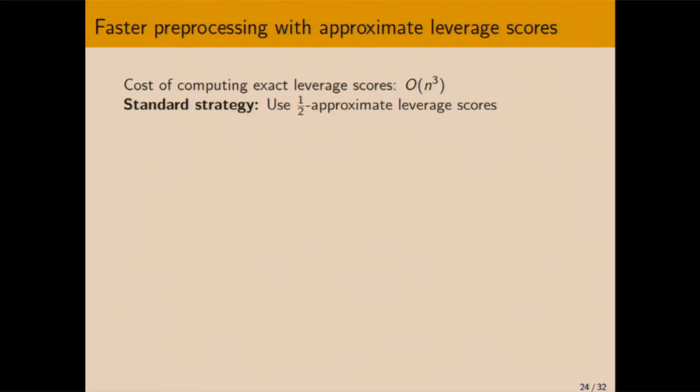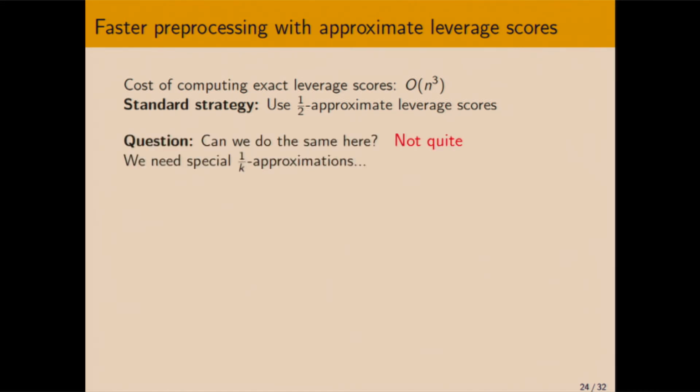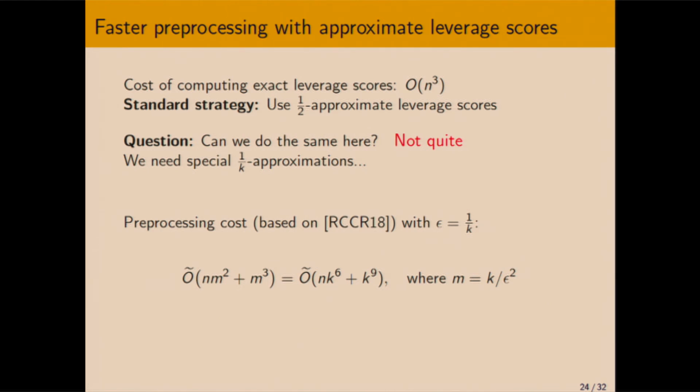So now, since I'm out of time, I will go past this. But of course, I explained everything so far for exact leverage scores. Now, to get faster preprocessing, I would have to do everything for approximate leverage scores, as is standard practice. The one problem here is we cannot use the 1/2 approximate leverage scores that people typically get away with. We have to use much more accurate approximations, and that shows up in the time complexities.